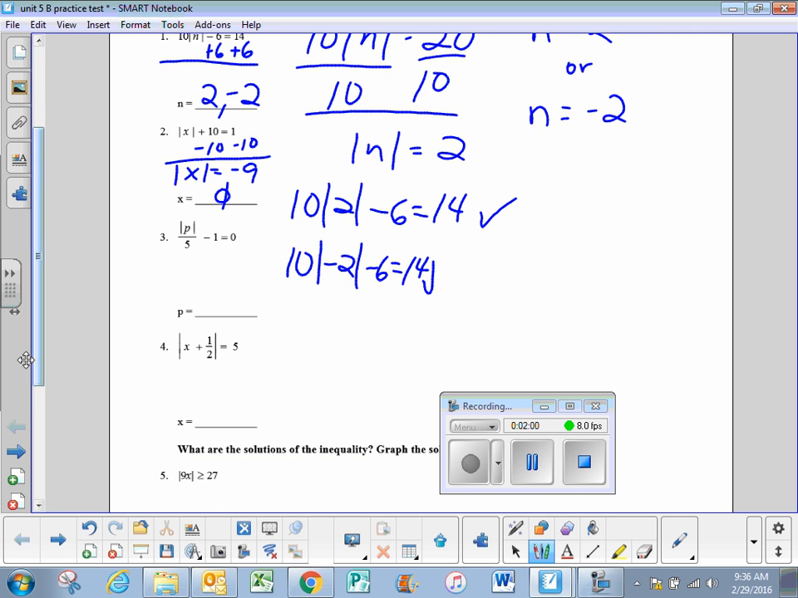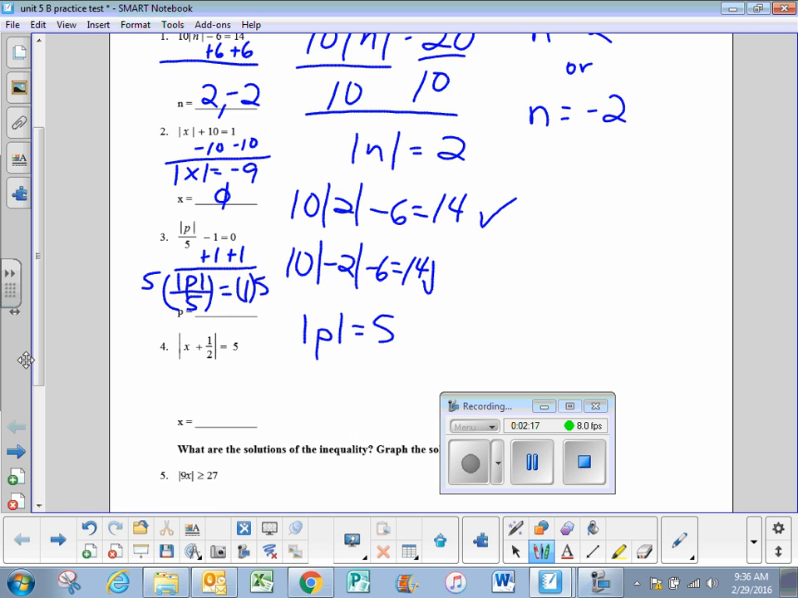Number 3, I had to add 1 to both sides, so this takes us back to our very first unit of the year, when you guys had to apply properties of equality to solve equations. Good review for some of you. And then I'd multiply by 5 to undo that, inverse operations, and I get the absolute value of p equals 5.